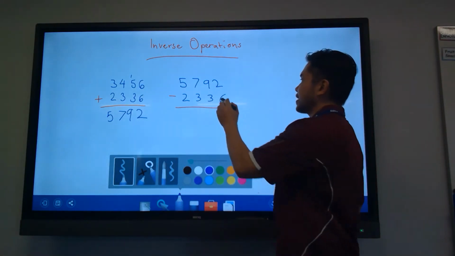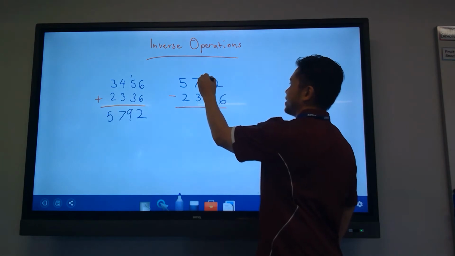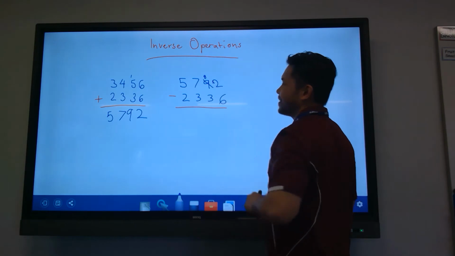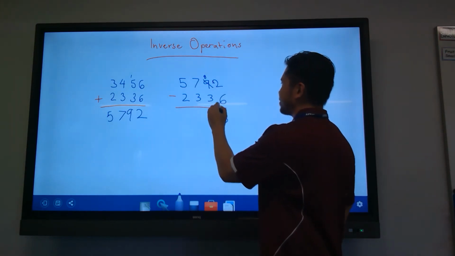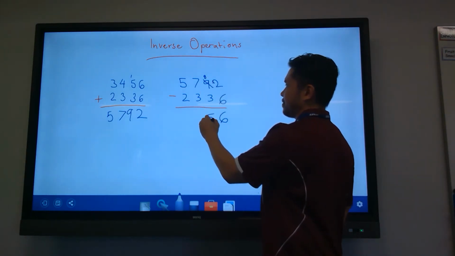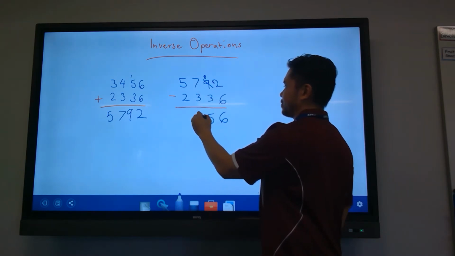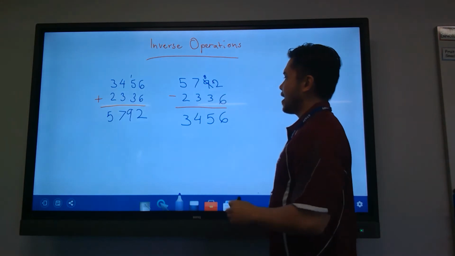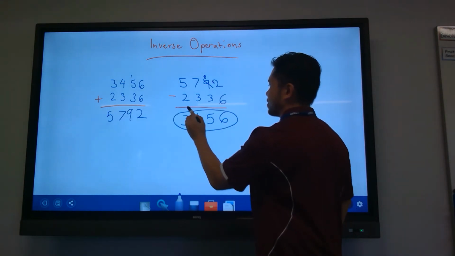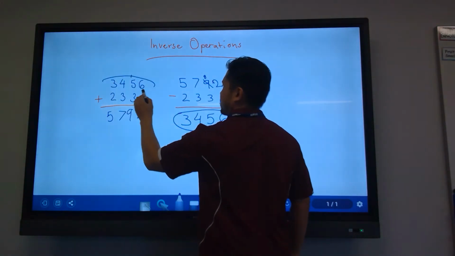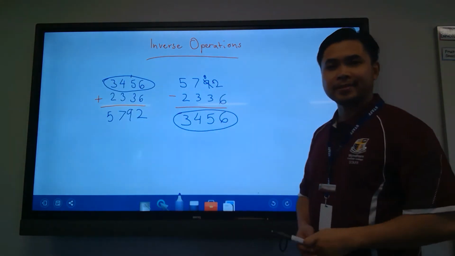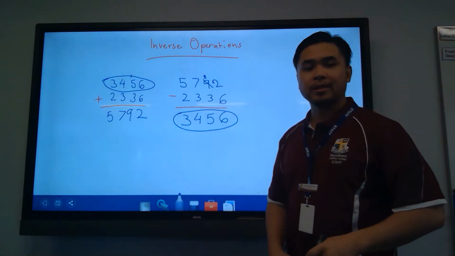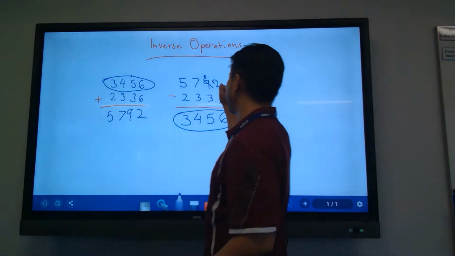Okay. 2 minus 6, you can't do that. So let's borrow from the 9, that becomes an 8. This becomes 12. 12 minus 6 equals 6. 8 minus 3 equals 5. 7 minus 3 equals 4. And 5 minus 2 equals 3. And if you see here, this is the same as this, which means that this is correct. So that's inverse operations. Let's do one more example together.